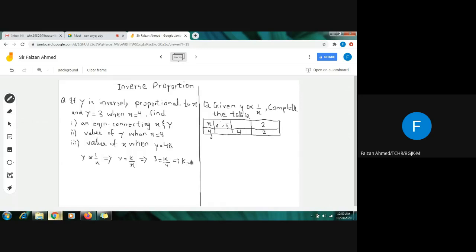So I will put this value back in my equation. My equation will be y equals 12 upon x. So this is the equation which is connecting x and y.